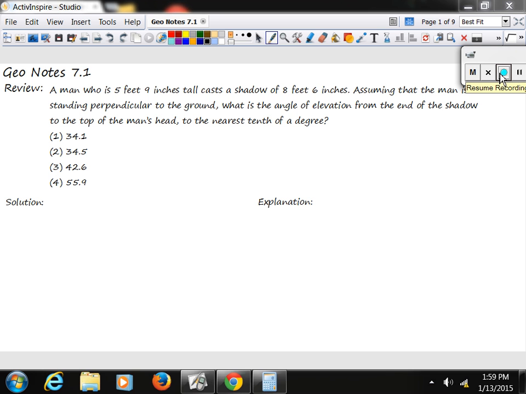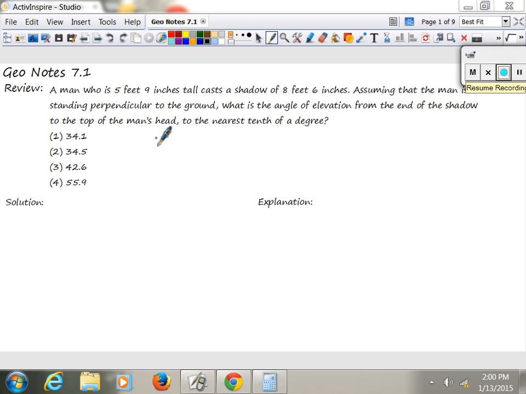Now I'm not a great artist, so I'm just going to draw a stick figure. So here's my guy right here. Now he is 5 feet 9 inches tall. So I've got to decide, do I want to put 5 feet 9 inches? Do I want to change it to feet? Do I want to change it to inches?